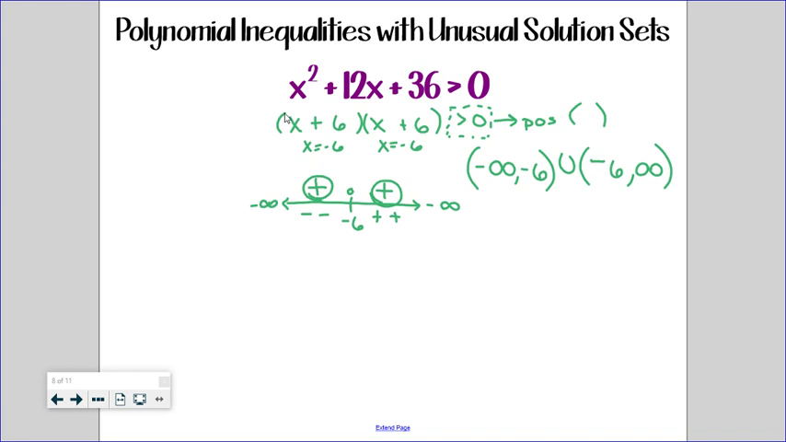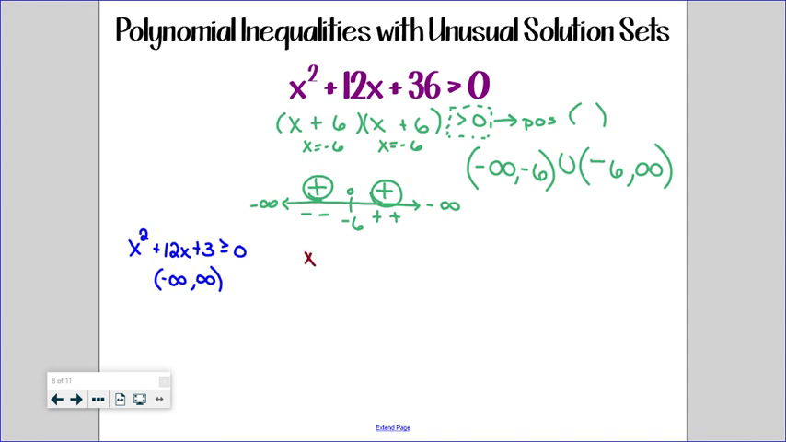Since I've already done the work, let's look at this one a couple different ways. What if instead I asked you where that one was greater than or equal to 0? As soon as I get to equal 0, we get to go from negative infinity up to negative 6, including negative 6, and then picking up again at negative 6 and going to infinity. Well, that ends up being all real numbers, and I don't have to break at the negative 6 because we get to include that answer.